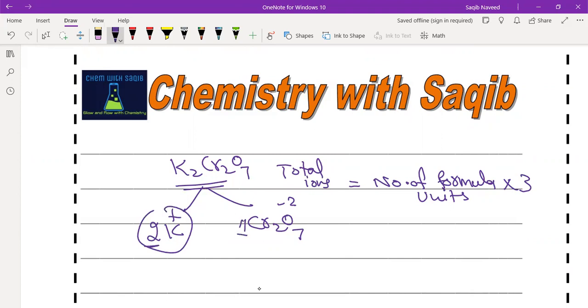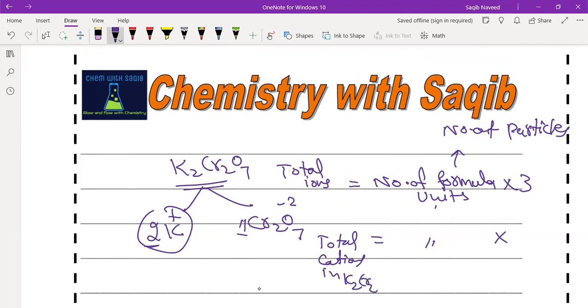So let us say find the total number of cations. We are going to multiply number of formula units. Actually, number of formula units will be equal to number of particles. It would have the same formula. But in case of ionic compounds, we are writing formula units. So if they ask total cations in K2Cr2O7, let's suppose any, 3 gram, 5 gram, whatever. First of all, you are going to find number of formula units, and then you are multiplying it with 2.